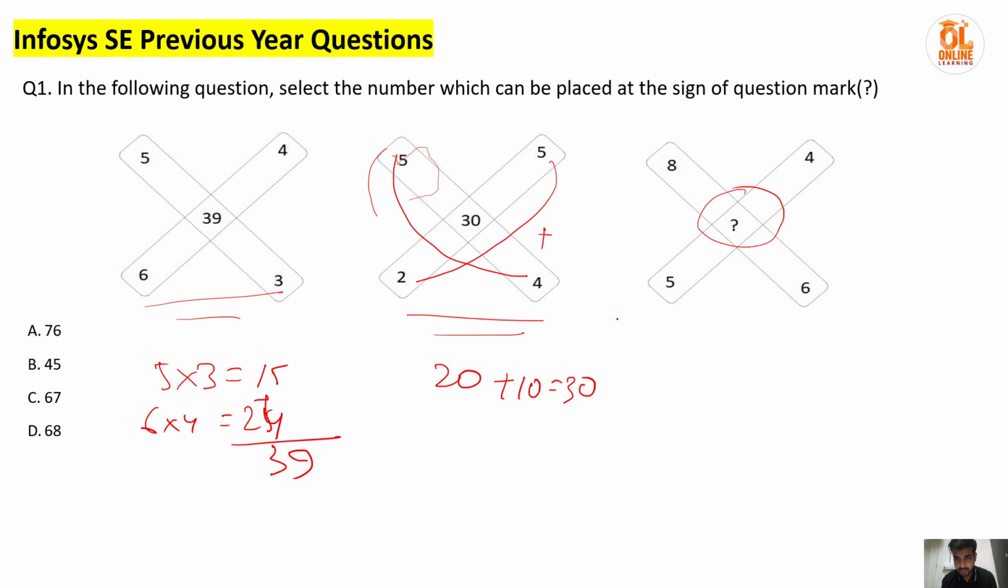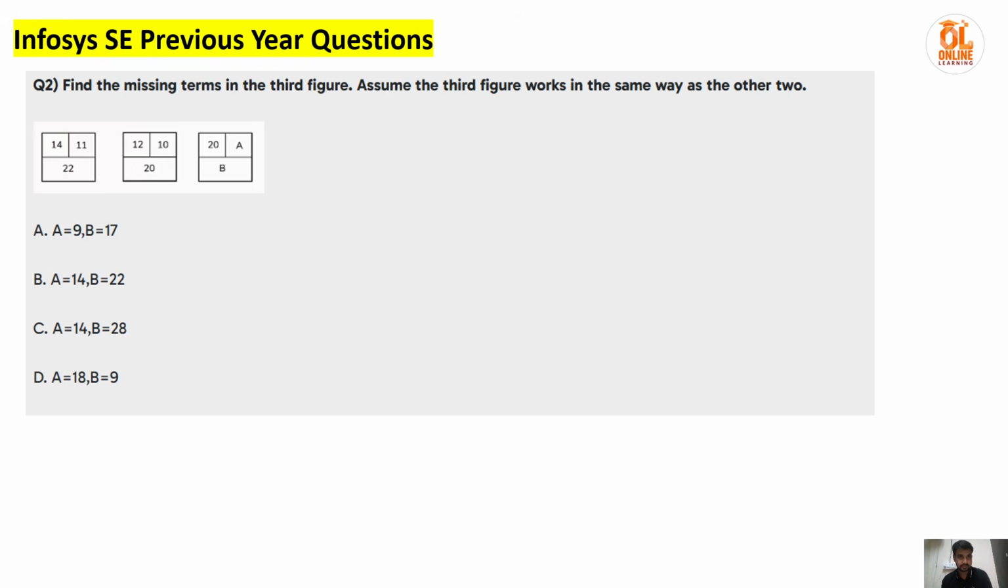Multiply these two. 8 into 6, 48. 4 into 5, 20. Now add both of them. 68. 68 should be the correct answer. So 68 is right. Now let us move to the next question.